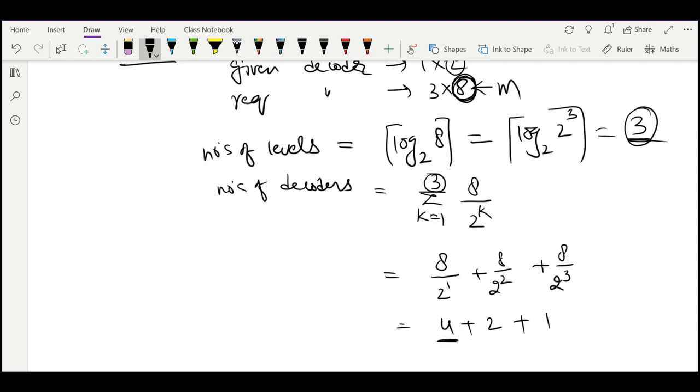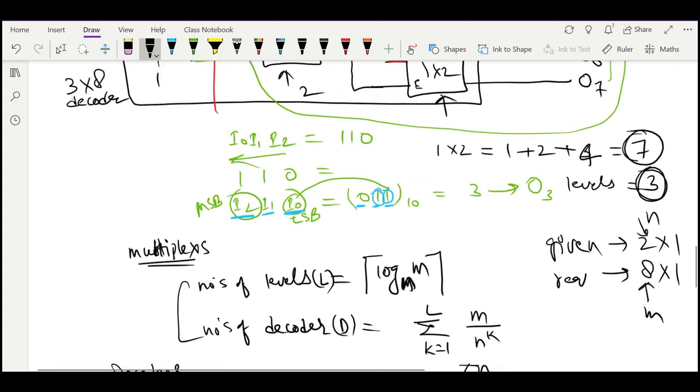This is level, so we have started from the right hand side. So this is the rightmost level, which is having 4 decoders. This is the middle level and this is the first level. Okay, and you got 7 decoders as the answer, and we have used 7 decoders only.